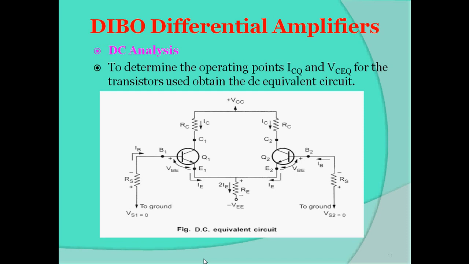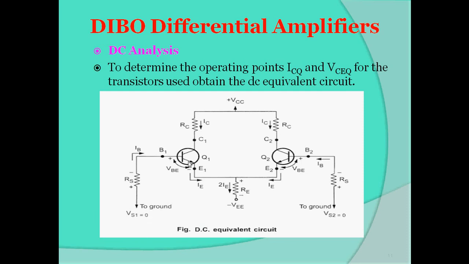For that we must first find out the DC equivalent circuit of the differential amplifier. So this is the DC equivalent circuit in which we have to remove the AC signal sources, that is VS1 and VS2, which are applied as input voltages to the bases B1 and B2. We have to make them equal to 0 volt or connect them to the ground. So now in the circuit there are only DC supplies, plus VCC and minus VEE.